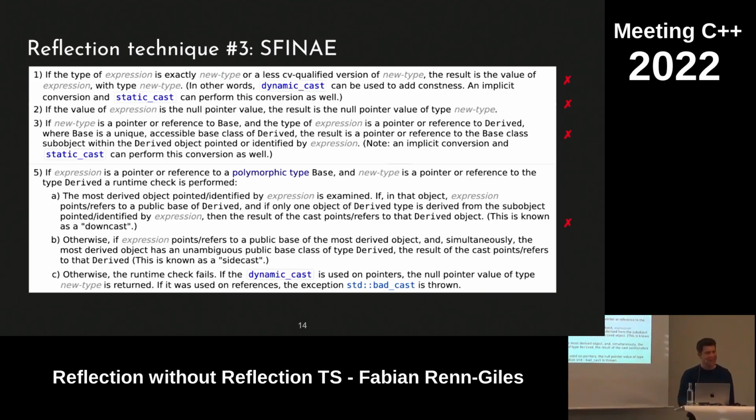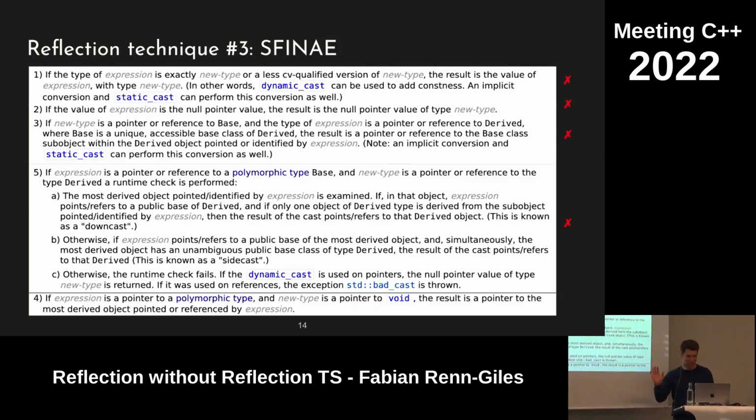But then there's this last point in the standard, which I never knew. If you cast to void star, and the type is polymorphic, the result is the pointer to the most derived type of the expression. So who knew in this room that when you dynamic cast to void star, it actually casts to the most derived type that your polymorphic type can be? So we have one person who knew that. Anybody else?